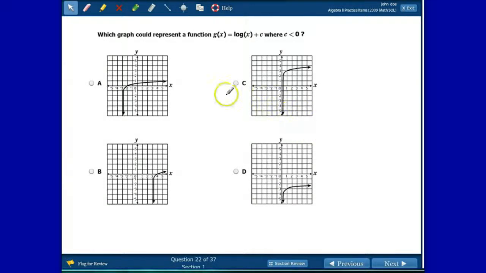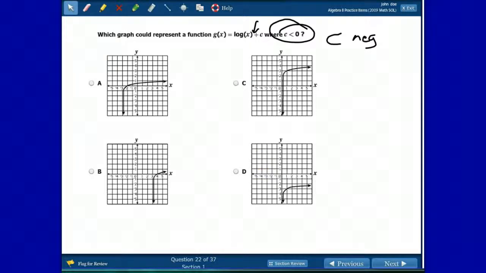Okay, next one. Problem number 22. We're looking at a log. Now this part's important. This means that C is supposed to be negative. So we want C to be negative, which means when this is negative here, my whole graph scoots down. It's important for you to know where the parent graph is, so if you put this part in the calculator, you can kind of see.